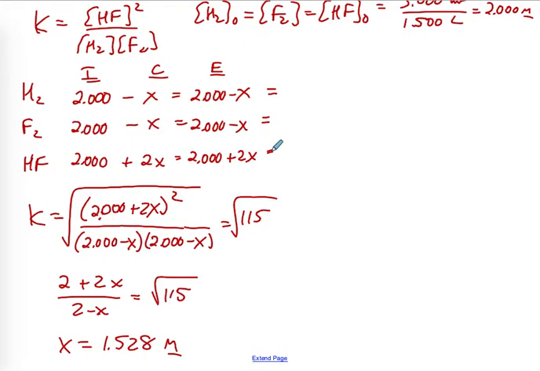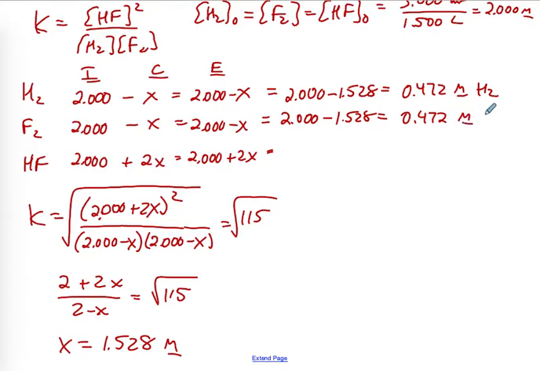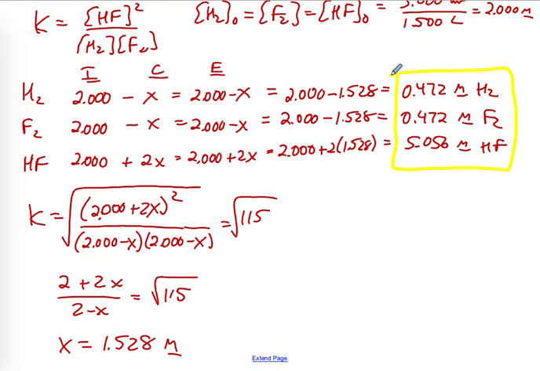Okay? So this becomes 2.000 minus 1.528, or 0.472 molar hydrogen. Same for fluorine, 2.000 minus 1.528 equals 0.472 molar fluorine. And my equilibrium concentration of HF is 2 plus 2 times 1.528 equals 5.056 molar HF. Okay? So we've solved the problem. We've calculated the equilibrium concentrations of all species, starting with given initial concentrations and K.